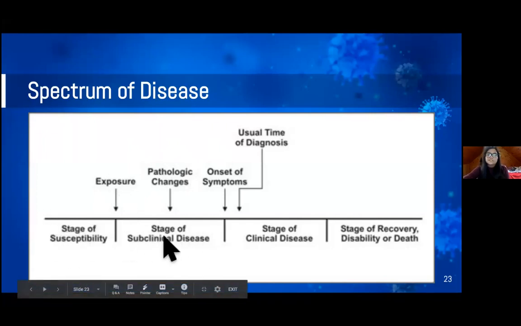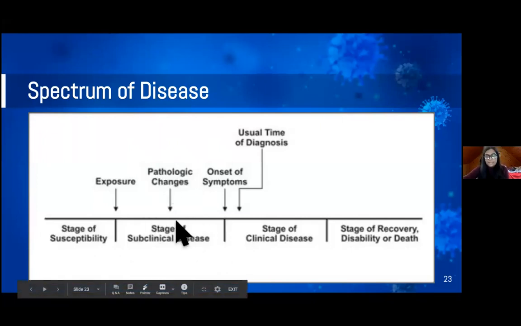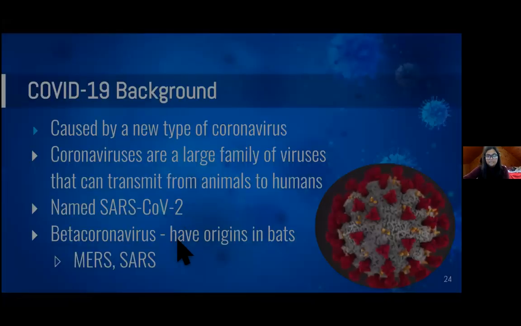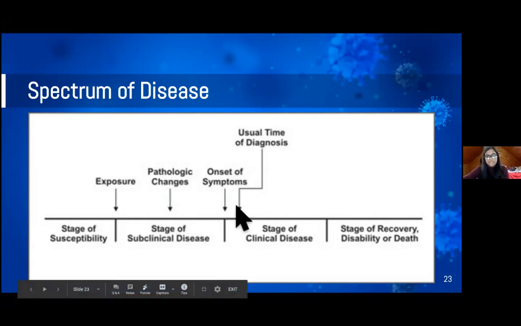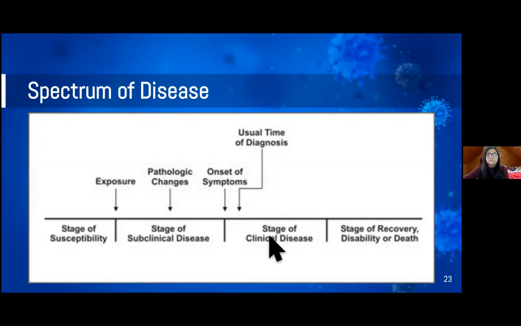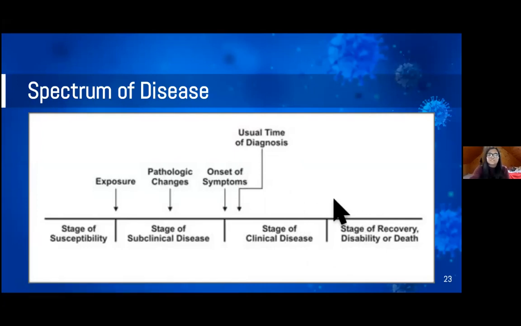And then you move on to the stage of subclinical disease. This is basically when you have pathological changes within your body. This can be asymptomatic, in which you show no symptoms, or you could start to have symptoms, but it's usually at the end that we detect any symptoms, and that's when we have our diagnosis. Then it's the stage of clinical disease, which is marked by the symptoms. And then finally, it's the stage of recovery, disability, or death, depending on multiple different factors.